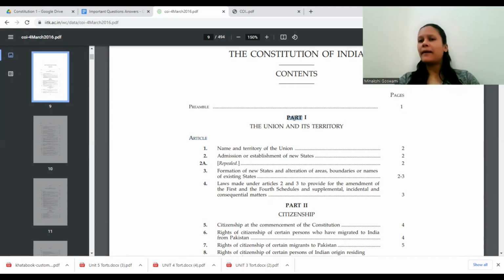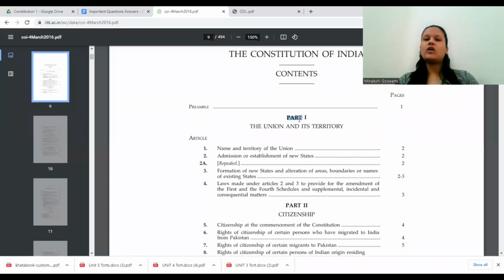But parts are nothing but relating to one specific topic. Fundamental rights is one single topic, so that is given in one single part. Citizenship is also one topic that will be given in one part. Directive principles of state policy is given in one part. Fundamental duties are given in another part. Provisions relating to the central government are given in one part. Provisions relating to the state government are given in another part. Gram Panchayat, another part. Like that, one topic is arranged in one part.